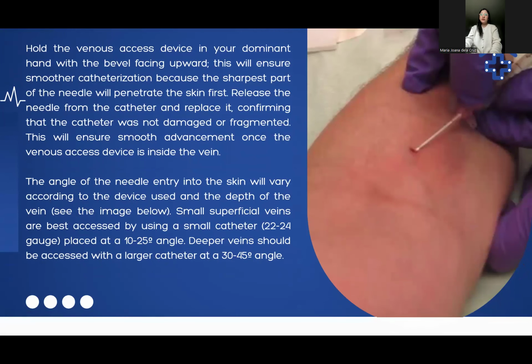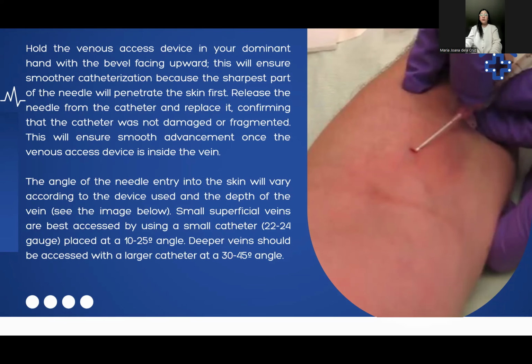Hold the venous access device in your dominant hand with the bevel facing up, like this in the picture. This will ensure smoother catheterization because the sharpest part of the needle will penetrate the skin first. Release the needle from the catheter and replace it, confirming that the catheter was not damaged or fragmented. This will ensure smooth advancement once the venous access device is in the vein.